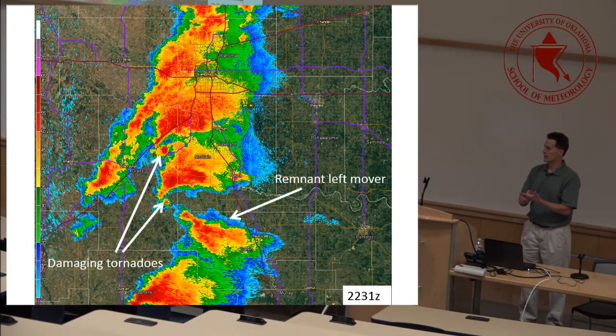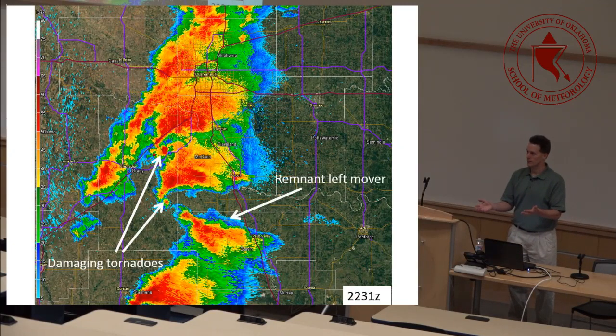You're a warning forecaster. You've got two confirmed, probably violent tornadoes. You don't have damage survey stuff yet, but these are serious tornadoes ongoing. They're heading toward heavy population, and they're about 15 to 20 minutes out. And it turns out neither one of them made it into the population, and there really was no disaster in Oklahoma City. Again, think back to the El Reno case.